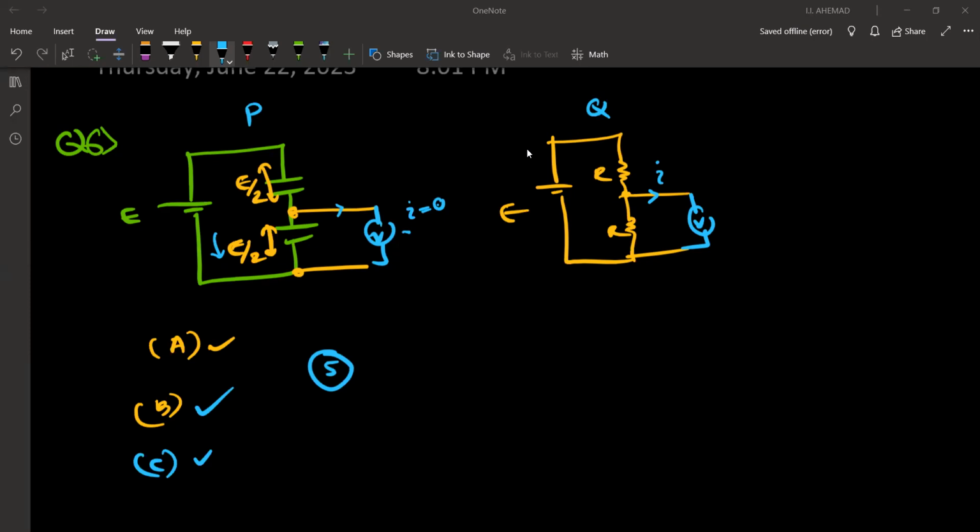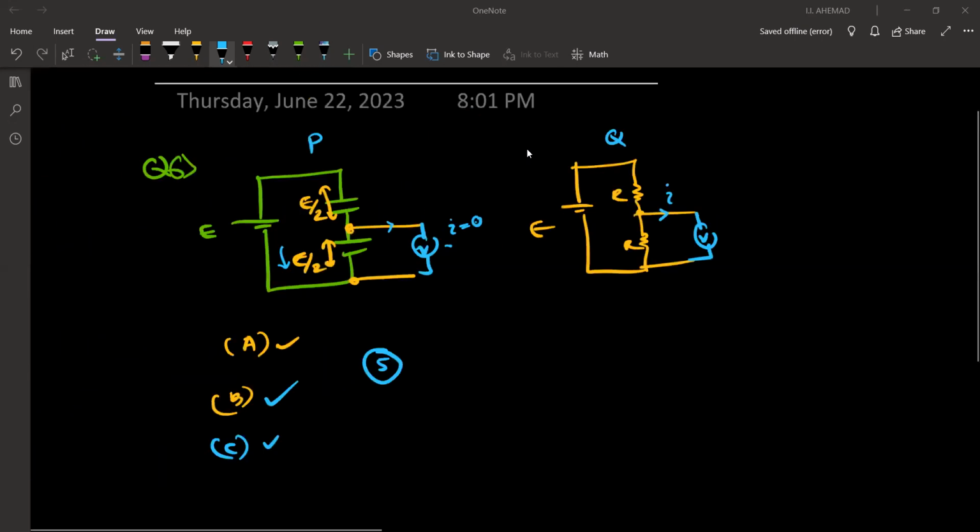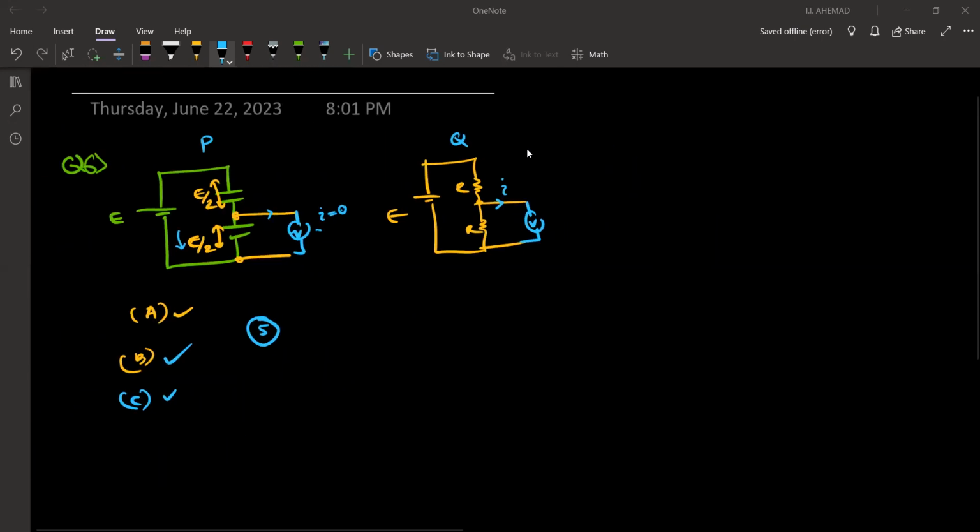Shall we move to question number 15? Question number 15. Of the following set of internal resistance given, the set of internal resistance that suit best for ammeter and voltmeter in order to measure the current I and the voltage across 1 kilo ohm resistor is shown.